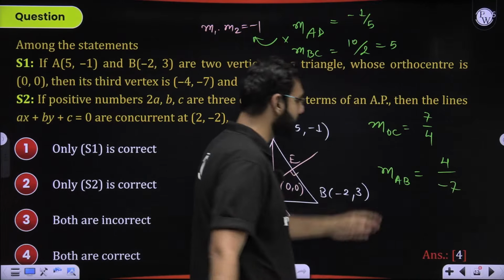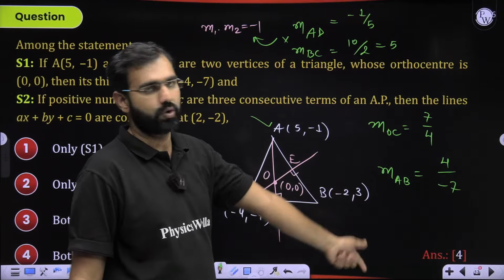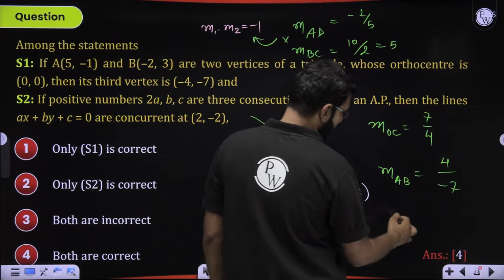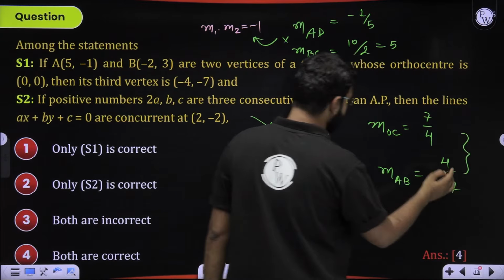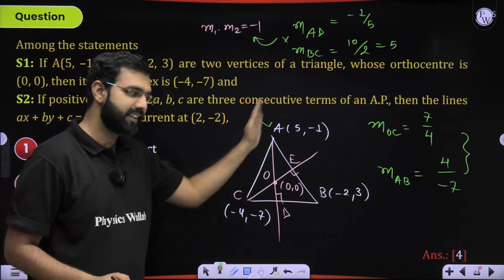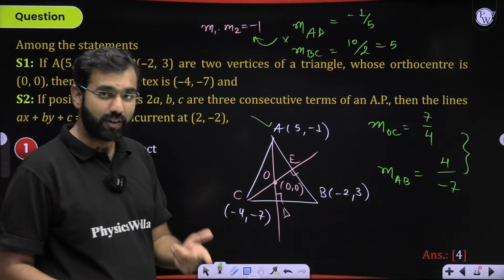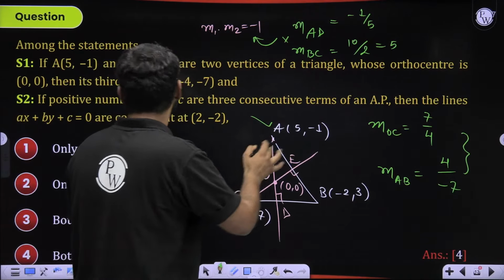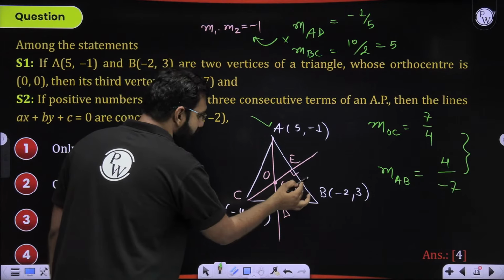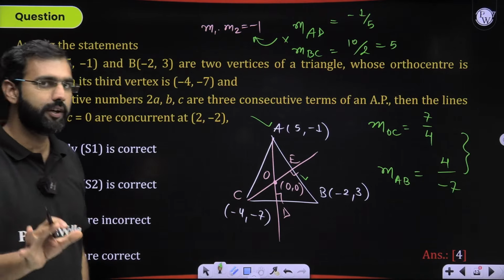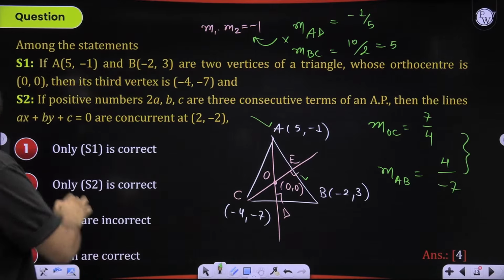And again, if I multiply the slope of OC with the slope of AB, I get minus 1. So again, this product is giving me minus 1. That means they are also perpendicular. So if both are perpendicular and intersecting at 0, 0, this is definitely true: with these vertices, they'll have their orthocenter at 0, 0. Did you understand that part? Everybody got this? So statement 1 is true.